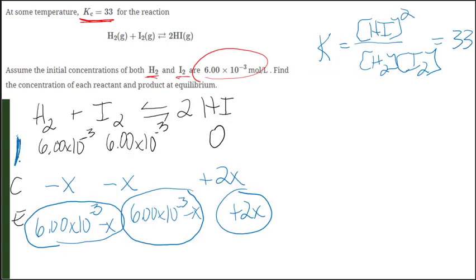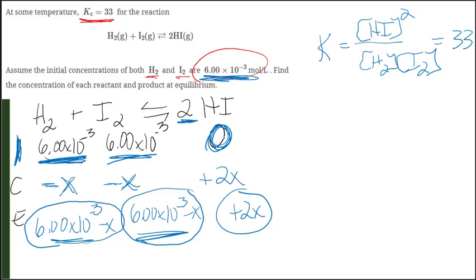I plugged in for my initial concentration the 6.00 times 10 to the negative 3 for hydrogen and for iodine. Again, remember, initially I have no product. I lose reactants, I gain products, and I'm gaining double the products. So my equilibrium values would be 6.00 times 10 to the negative 3 minus x for both reactants. And for products, it would be 0 plus 2x, or we can just say 2x. Our K equilibrium expression, products, so HI squared over both reactants, is equal to 33. I was given that. So now we just need to solve for x.